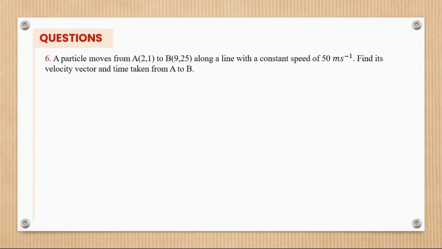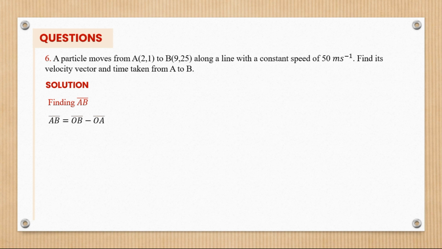Question number 6. We're being told that a particle moves from A, which has the coordinates (2, 1), to B, which has coordinates (9, 25), along a line with a constant speed of 50 meters per second. We're being told to find its velocity vector and the time taken to move from A to B. So first of all, we need to find AB.